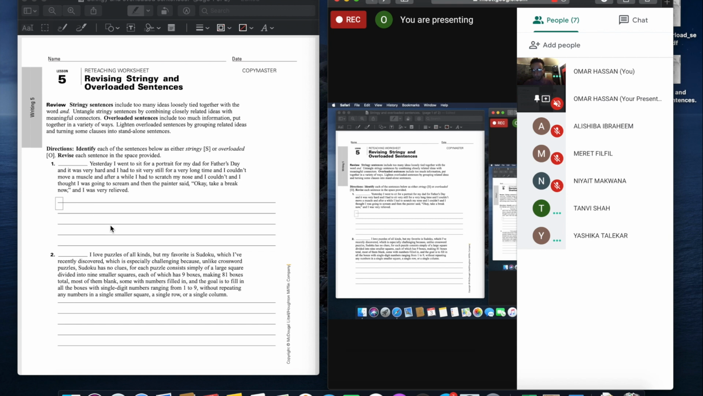So what do you guys think? Is this going to be overloaded or stringy? Remember, okay, good. Stringy means it includes too many ideas and they're tied together, right? Overloaded means they're talking about the same thing, but it's just too much information. It says lighten overloaded sentences by grouping related ideas, right? So who said this was stringy? Me, Tanvi. Okay, good job, Tanvi. So this includes too many ideas, right?